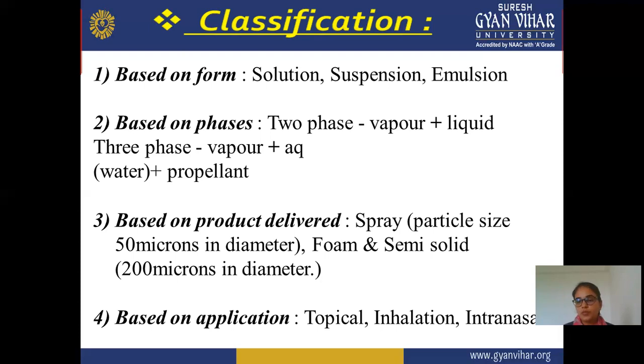Next is foam and semi-solid. Means when you expel out, your product is expelled through that particular aerosol in the form of foam and semi-solid dosage form. In this foam and semi-solid dosage form, your particle size increases a little bit compared to the particle size in the spray form. It depends on 200 micron in diameter. Means you can consider that product expelled in the form of foam and semi-solid is 200 micron in diameter.